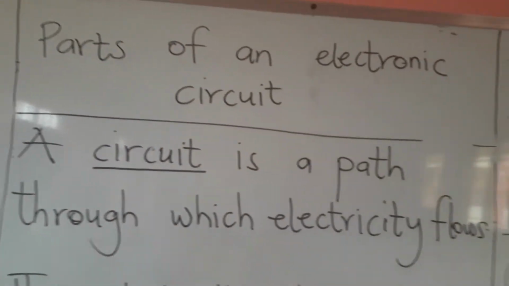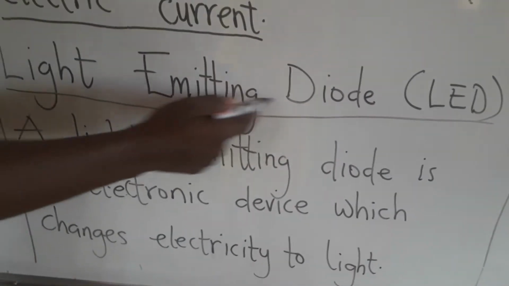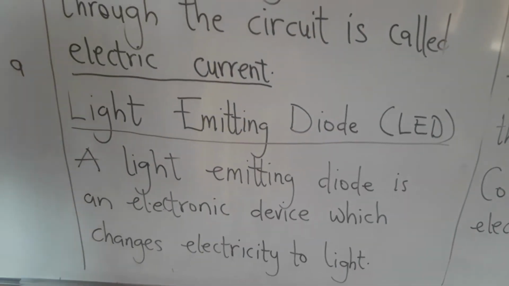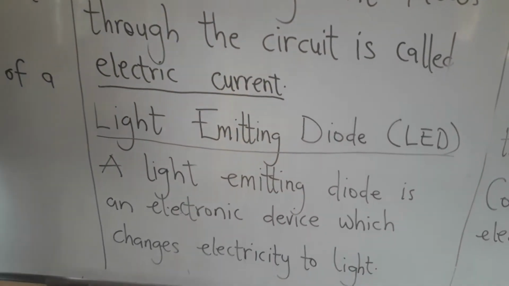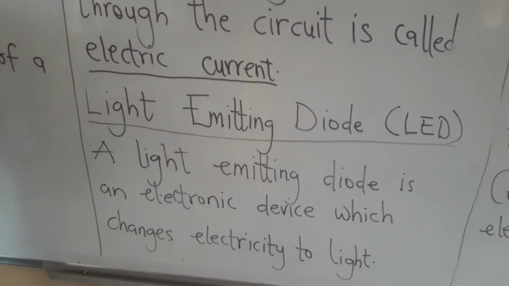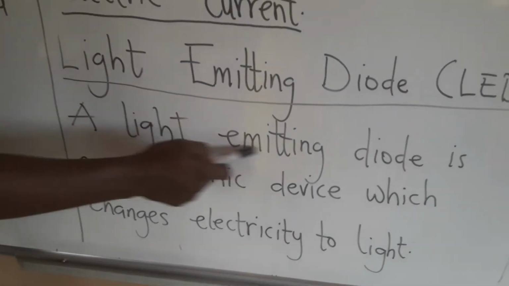Today we'll be looking at the light emitting diode, which is LED. Now when you look in your rooms, we have bulbs in your room, which also happen to be LED. So let's look at it. A LED, a light emitting diode.